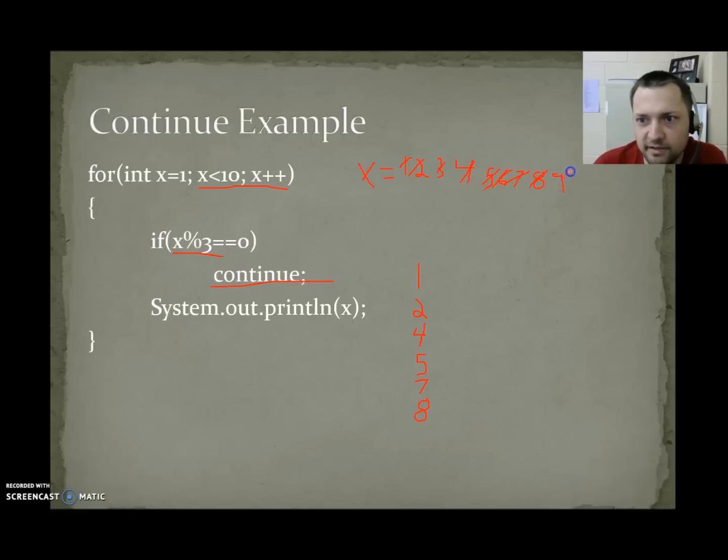We go up here. We make 10. Is 10 less than 10? No. So we stop. Our output is 1, 2, 4, 5, 7, and 8. And we're done.